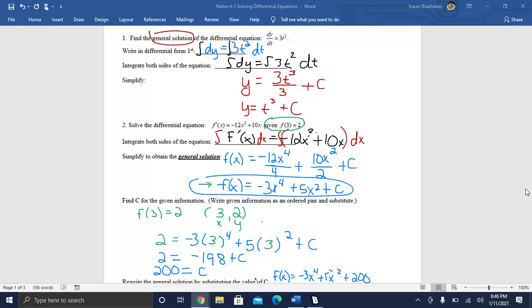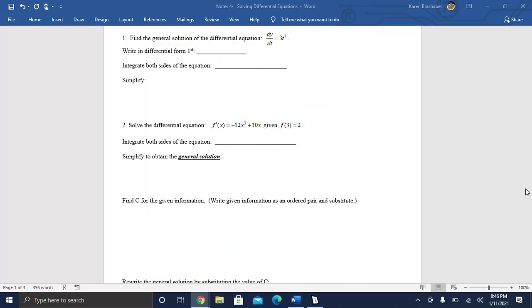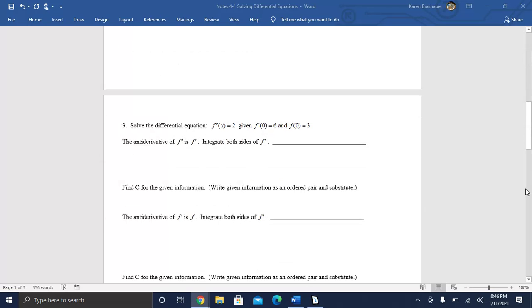So out of that family of graphs that we found in our solution, we found the one graph that goes through the ordered pair 3, 2. And so that's what we mean by finding a particular solution. So if you'll turn to the back of your notes, we'll look at some other types of solutions that you'll be asked to find.